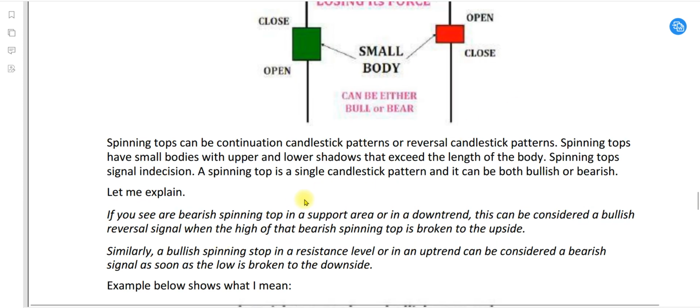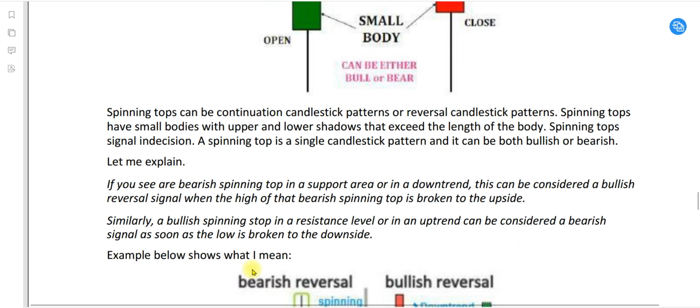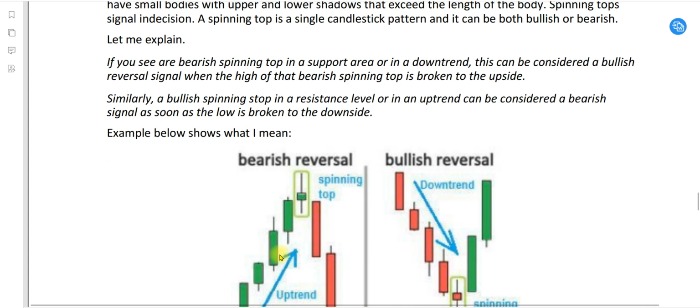So if you see a bearish spinning top at a support or in a downtrend, this can be considered a bullish reversal signal when the high of that bearish spinning top is broken to the upside. So probably you're looking at a support zone and you see a bearish spinning top. It may actually be giving you a signal that the market is ready to take a buy. Similarly, with a bullish spinning top at a resistance level in an uptrend, it can be considered a bearish signal as soon as the low is broken to the downside.